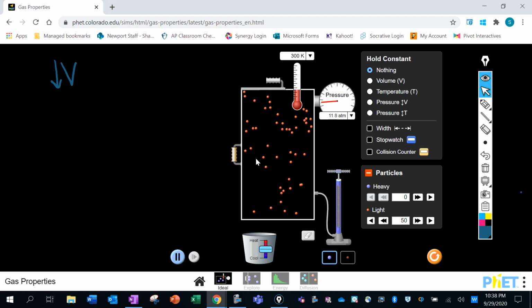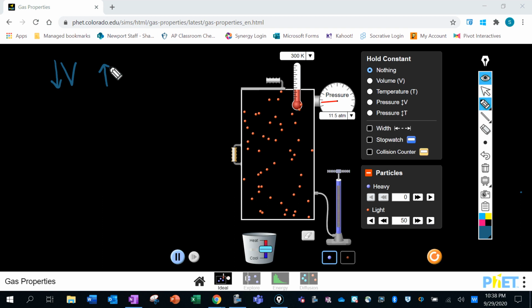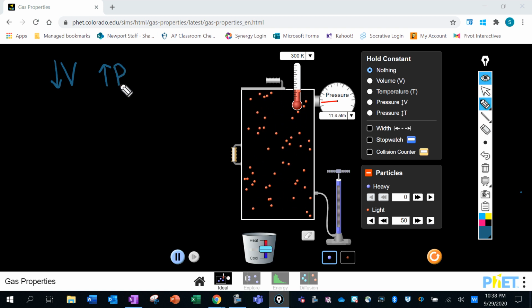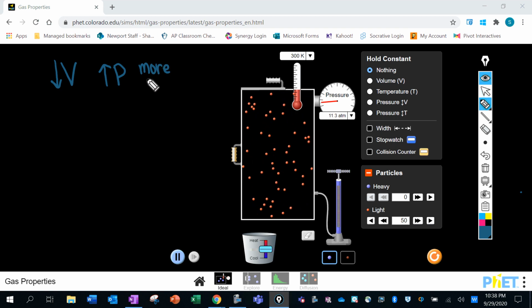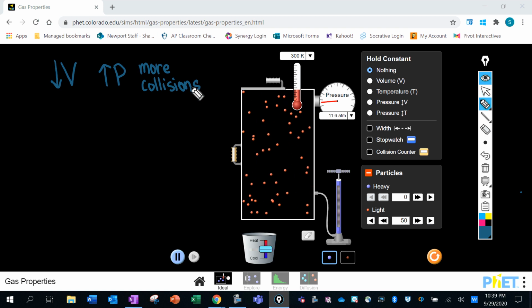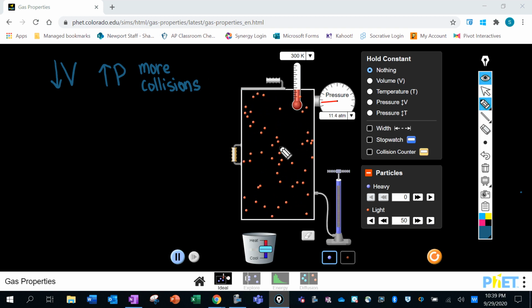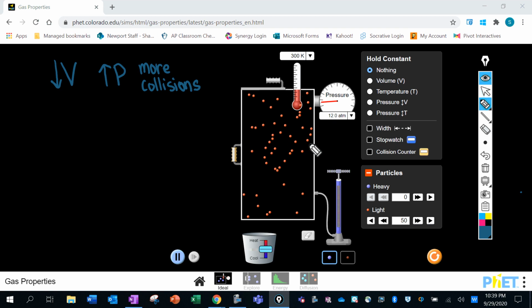If I decrease the volume, notice how my pressure went way up, right? It's now at like 11 or 12. So as you decrease the volume, you increase the pressure. That is because you have more collisions happening. What causes the pressure at a particle level is that the gas is made up of little particles in constant random motion, constantly bumping around. It's the collision of those gas particles with the container that causes the pressure.